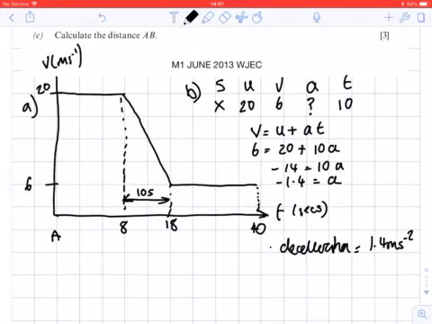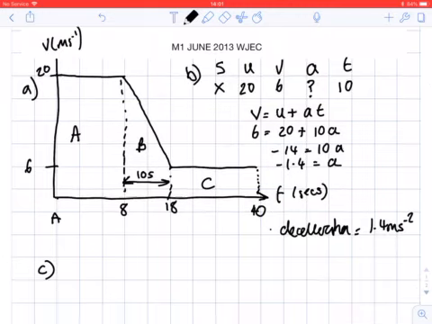And as in our previous question, we've had to calculate the distance A to B. And again, we split our velocity time graph into 3 sections. Notice how it's usually rectangles, triangles, or trapeziums. So for the first part of the journey, part A, that's just a nice easy rectangle. Remembering area underneath velocity time is distance. So 8 times 20 is 160 meters.